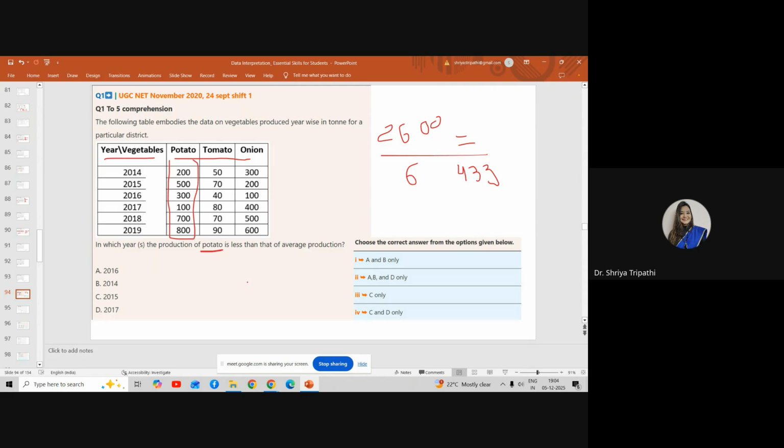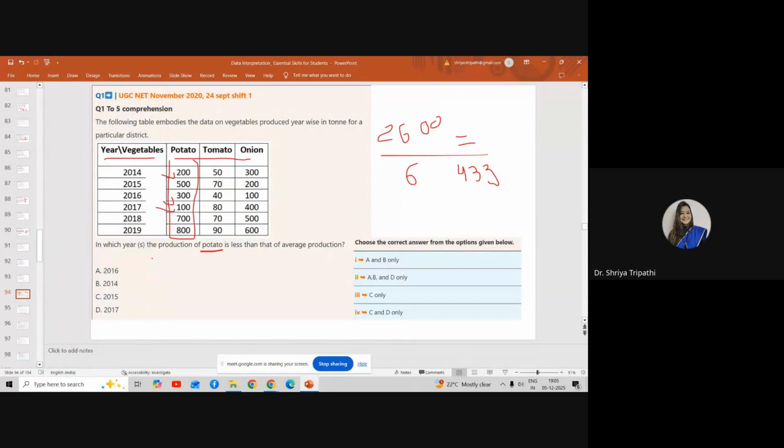So in which states is the production of potato less than the average? So in which years do we have lesser? 200, 300, 100. 14, 16, 17. Everyone got the answer? Ma'am, can you please explain again how we need to calculate it?